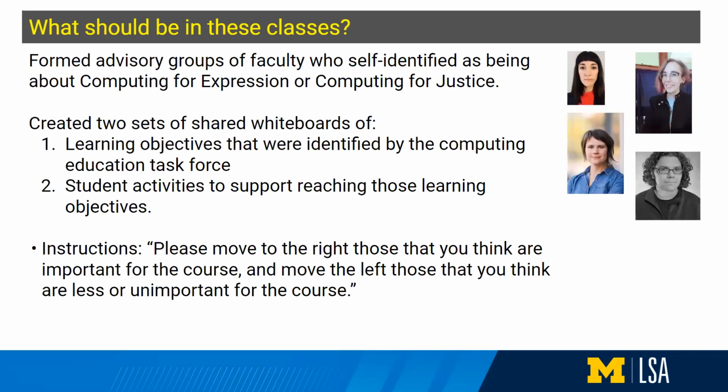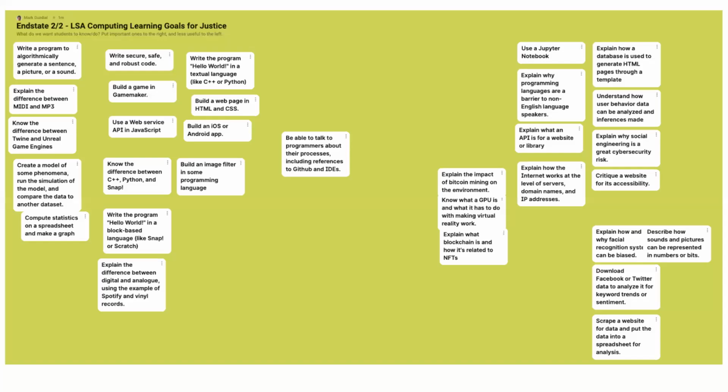So I grabbed a group of faculty who self-identified as I do computing for justice or I do computing for expression. And I gave them shared whiteboards and asked them to move the learning objectives which were on these whiteboards to the right if they wanted to keep them and to the left if they didn't want them anymore. Okay, so I'm only going to show you a slice of this. This is the end state.